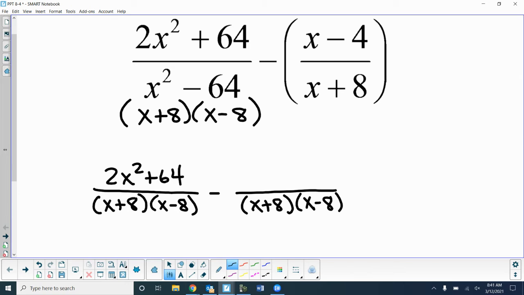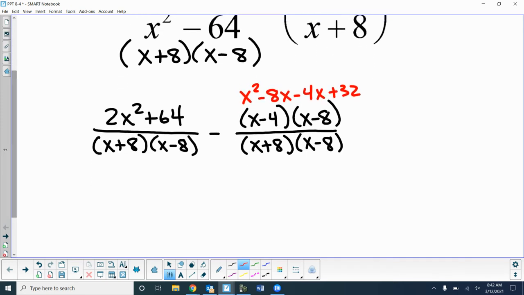All right. What did I do to this second denominator? Multiply by x minus 8. Correct. So I have to multiply x minus 4 times the same thing. Questions on the start? All right, so I have to FOIL the second numerator. I'll get x squared minus 8x for outside, minus 4x for inside, plus 32 for last.